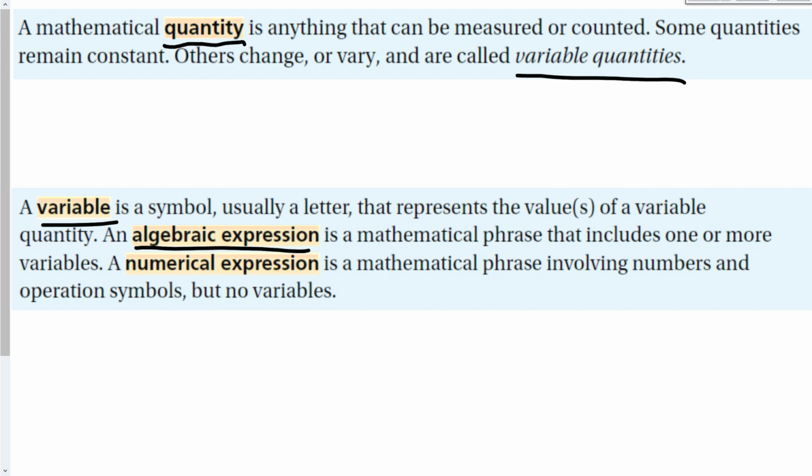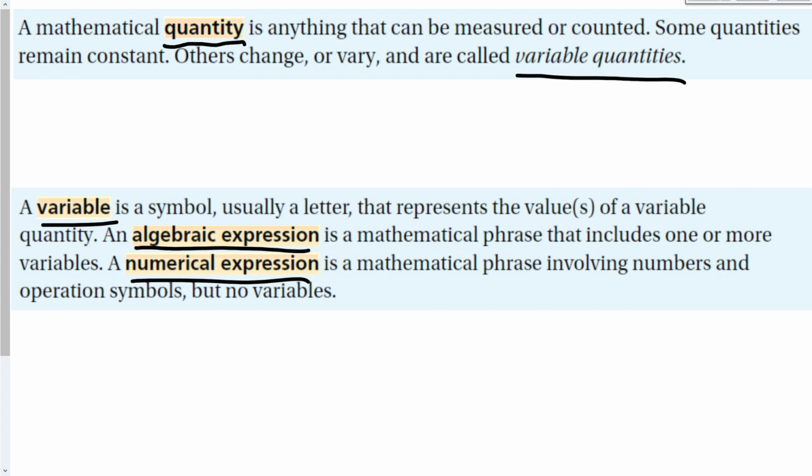We have two types of expressions. The first is an algebraic expression, which is a mathematical phrase that includes one or more variables. And the second is a numerical expression. This is a mathematical phrase involving numbers and operations, but no variables.